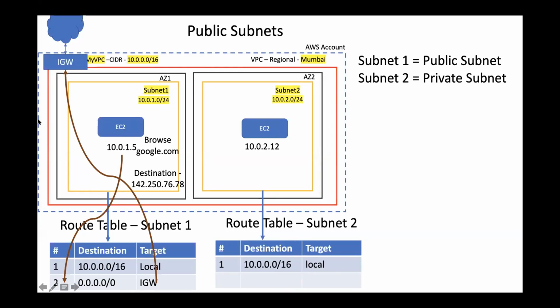Okay. Now, the same thing applies to the public subnets as well. In the public subnets also, any EC2 instance you provision will have an IP address associated with it, which will be a private IP address, 10.0.1.5, which belongs to this. Okay.